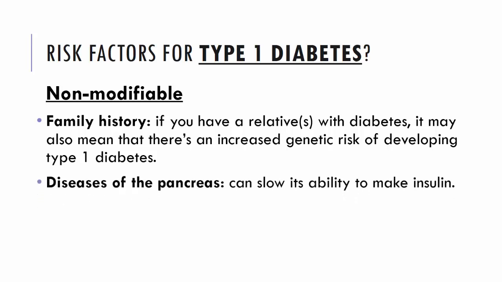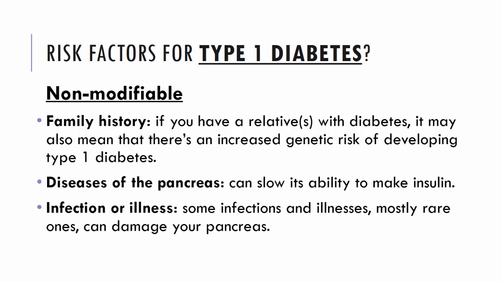Some diseases of the pancreas can slow the organ's ability to make insulin, resulting in type 1 diabetes. And then there are also some infections and illnesses which can damage the pancreas, also causing type 1 diabetes.